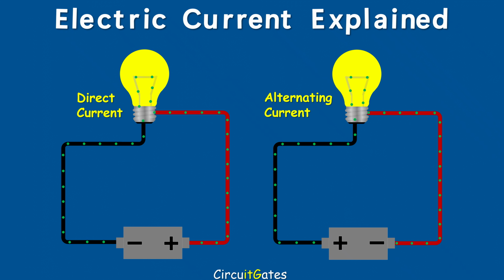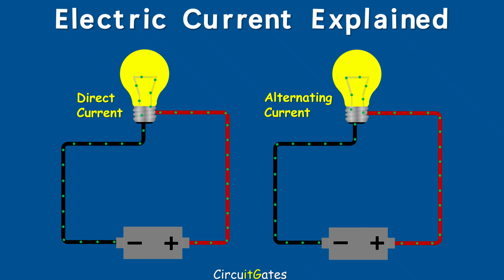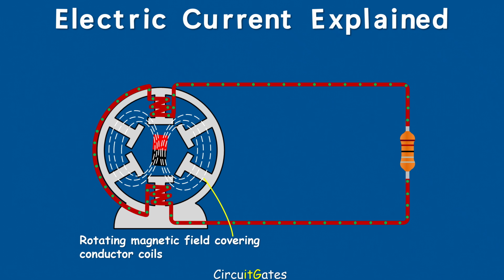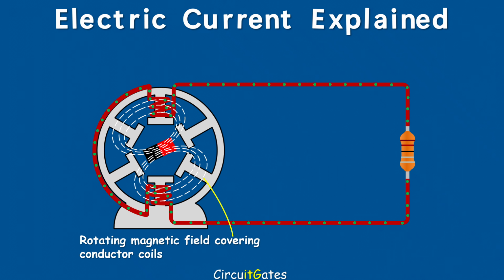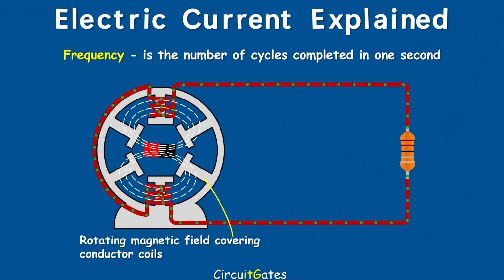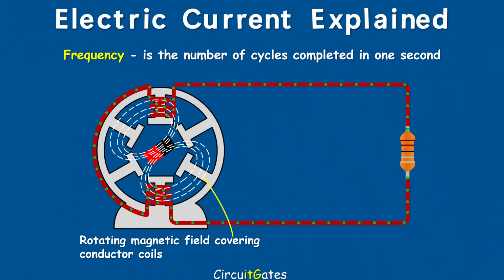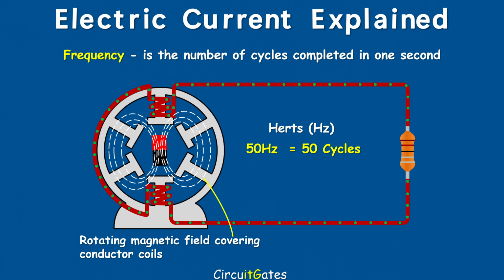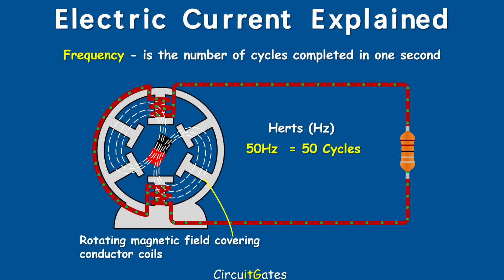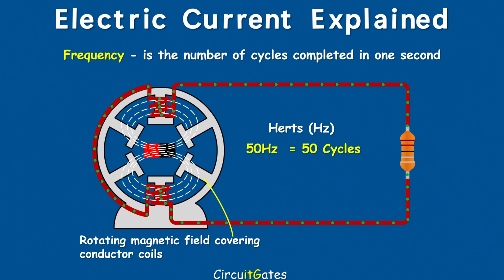The changing of polarity in AC can be caused by moving the magnetic field across a conductor, or more easily by rotating the magnetic field covering conductor coils. Alternating current works at a certain frequency. Frequency is the number of cycles completed in 1 second. A cycle is when the magnetic field rotates back to its initial position. Frequency is measured in Hz, for example 50 Hz. This means that the magnetic field rotates 50 times in every second. Most countries use 50 Hz while others use 60 Hz.